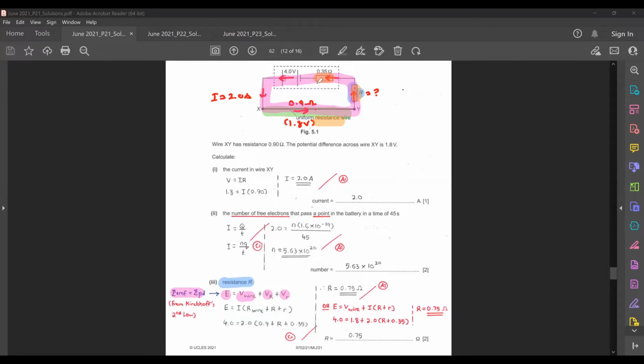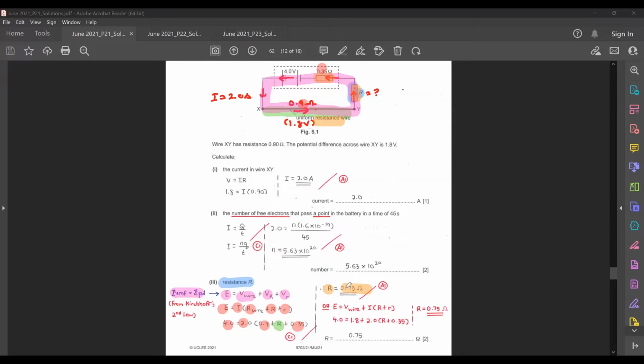But since the same current is flowing through them, I can actually further express my equation as E equals I times (R of the wire plus R plus small r). Okay. The same current flows through them, so I can factorize them out. All right. So here, just sub in your values. EMF is 4. Current is 2 amps. Resistance of your uniform resistance wire is 0.9. The big R is what you want to find out. The internal resistance is 0.35, which you already know. So solve for that one, you will eventually get the answer as 0.75 ohms, just like that.